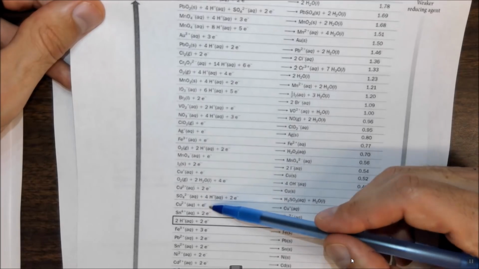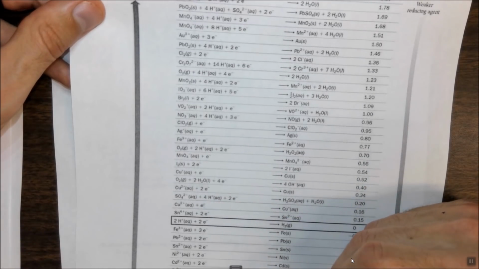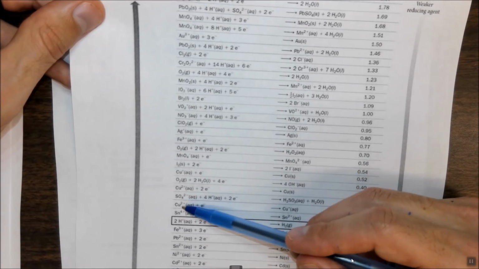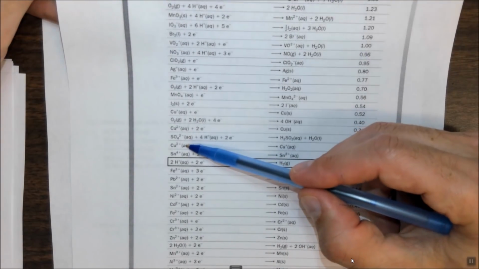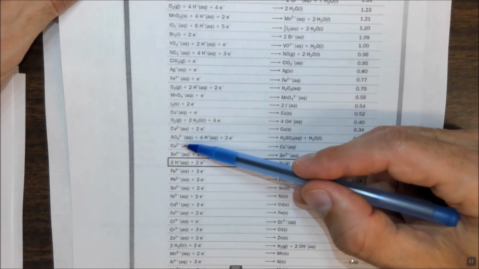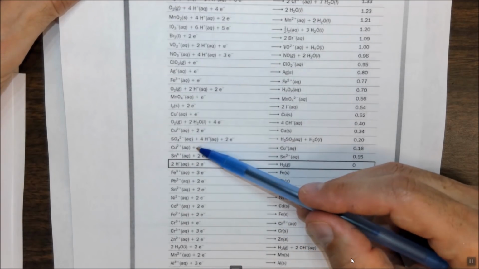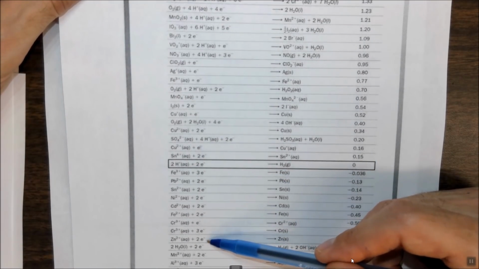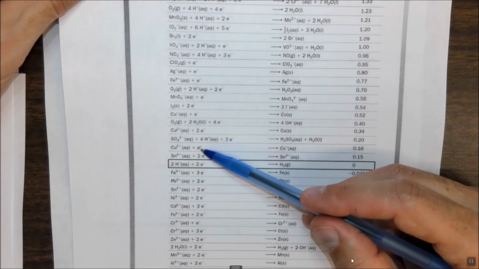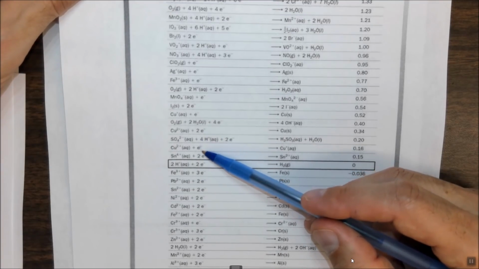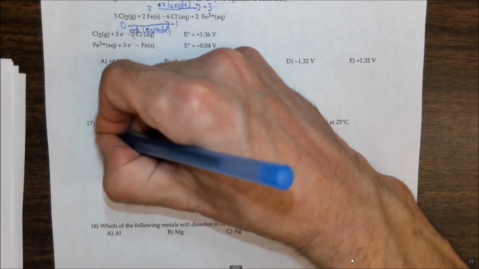Let's look. Copper 2+ and zinc. Copper 2+ is higher than zinc on the table. So copper 2+ is going to take electrons away from zinc because it has a higher reduction potential. It's a stronger oxidizing agent. Therefore, it's more likely to be reduced. It'll take electrons away from that zinc. So this is our answer.